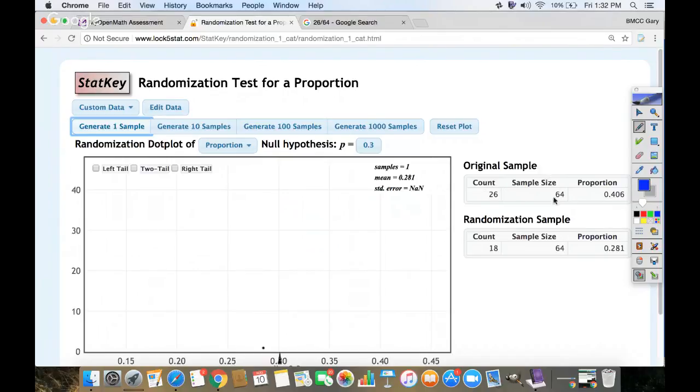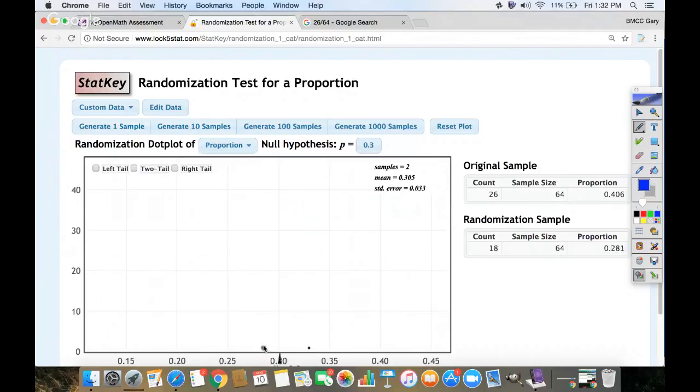So when we redrew from this particular deck, the second time we drew cards from that deck, we got 18 out of 64 went up. And then we'll do it again, and this time 21 out of 64 after we reshuffle the deck and draw. And we're drawing with replacement. So we look at the card, we put it back in the deck. And so every one of these is my new sample.